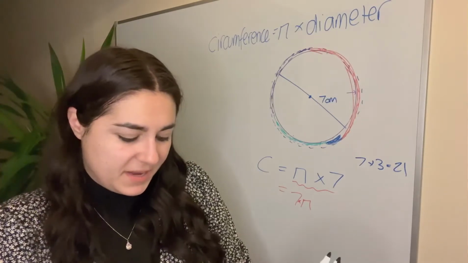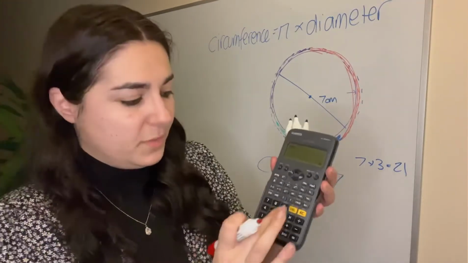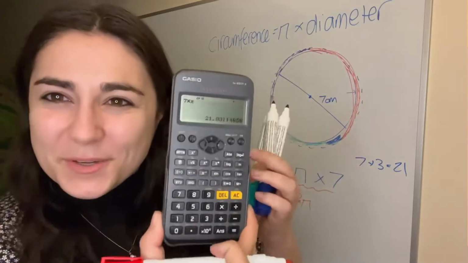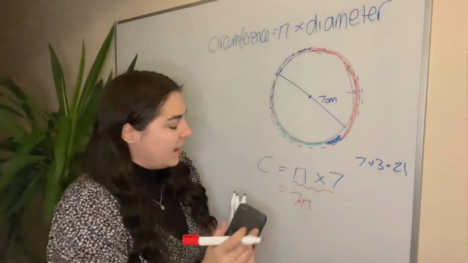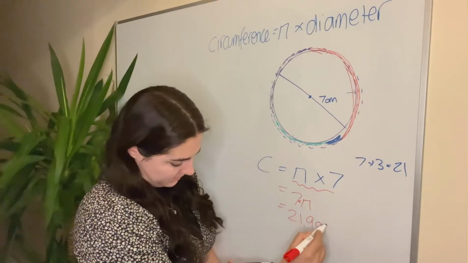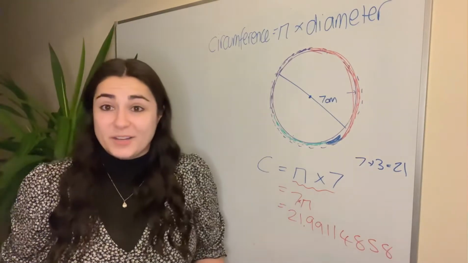7 times pi. When you've got 7 pi in your calculator and it gives it to you in that form, you just press the SD button. So that would give you 21.99114858. And that's it really.